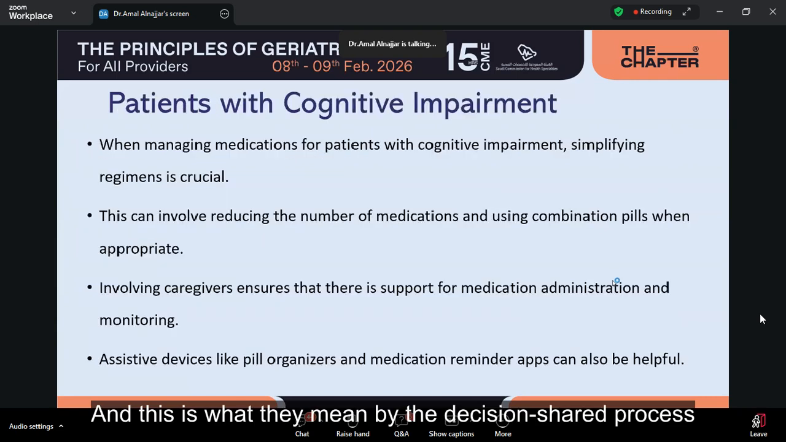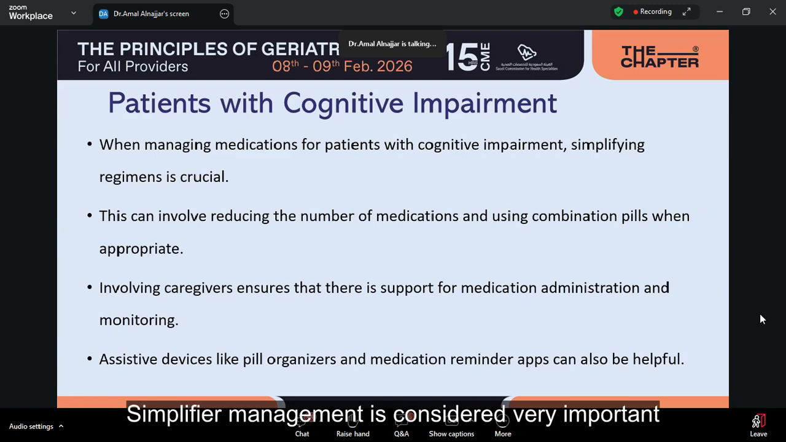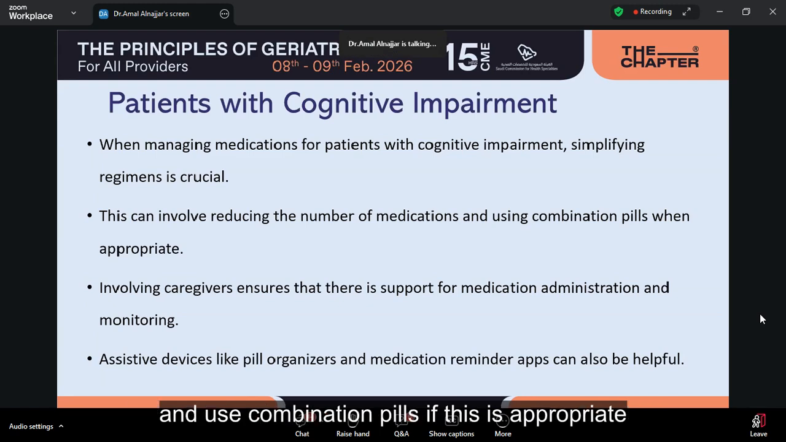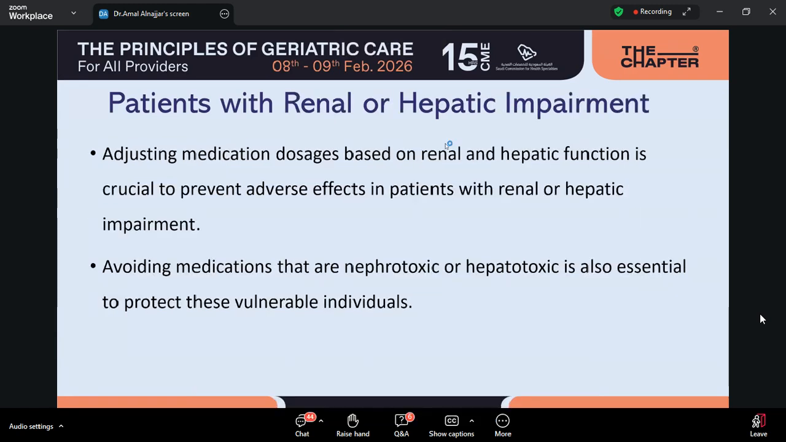And this is what they mean by shared decision process. When managing medication for patients with cognitive impairment, a simplified regimen is considered very important. This can involve reducing the number of medications and using combination pills if appropriate, and involving the caregivers and assistive devices, as we mentioned.